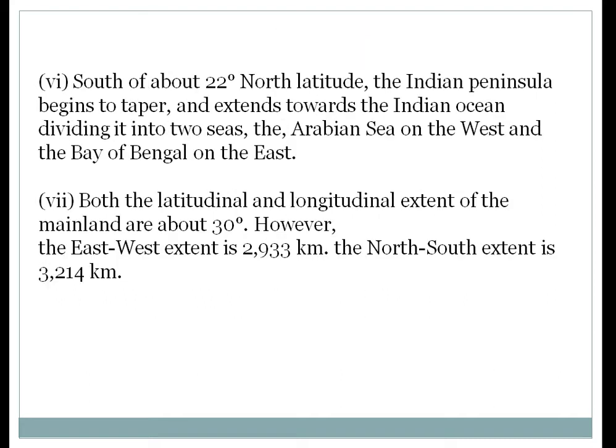Next, south of about 22° north latitude, the Indian peninsula begins to taper and extend toward the Indian Ocean, dividing into 2 seas. Which are the 2 seas? In the previous slide only we had discussed that. Andaman and Nicobar and Lakshadweep Islands reside where? In the Bay of Bengal and the Arabian Sea. So Bay of Bengal, Andaman and Nicobar; Arabian Sea, Lakshadweep. So the 2 seas are there, and in the middle we have the Indian Ocean.